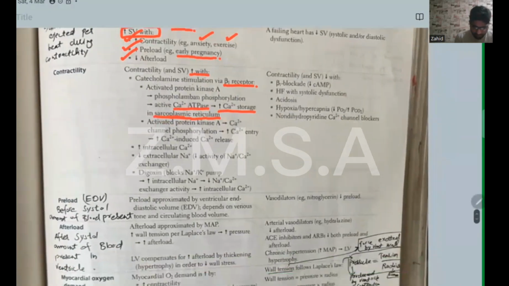Activated protein kinase A leads to calcium channel phosphorylation, increasing calcium entry into the cell. When calcium enters from the extracellular into the intracellular space, the increased calcium inside the cell leads to a process known as calcium induced calcium release. By this, calcium concentration in the cell increases. Increased intracellular calcium leads to increased contractility.